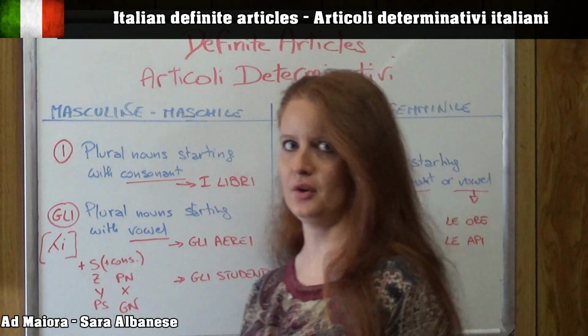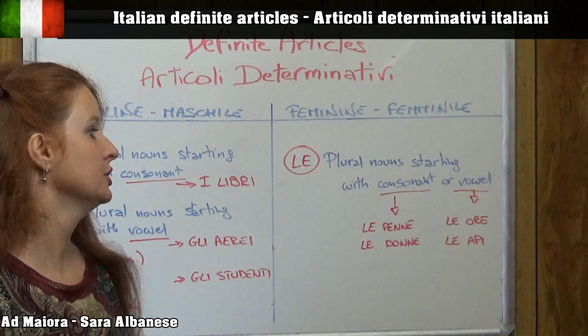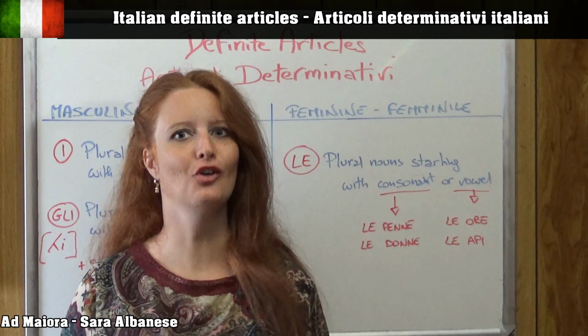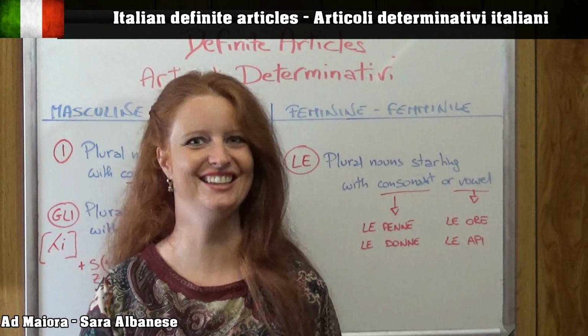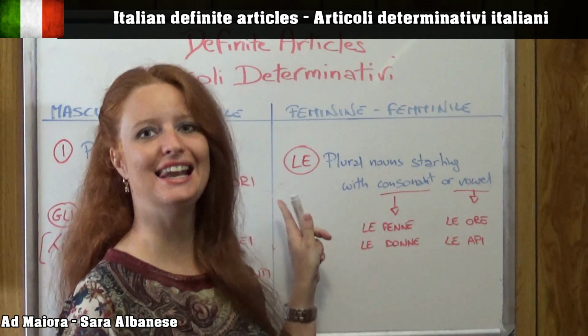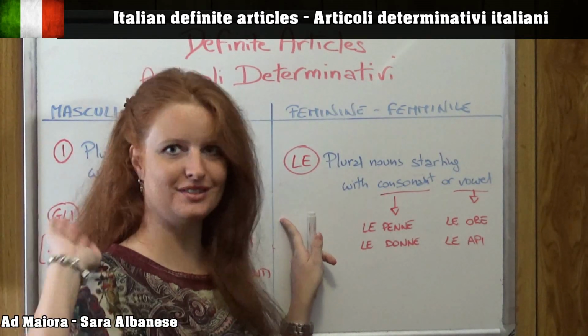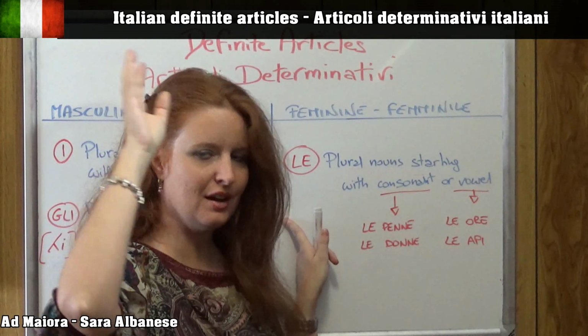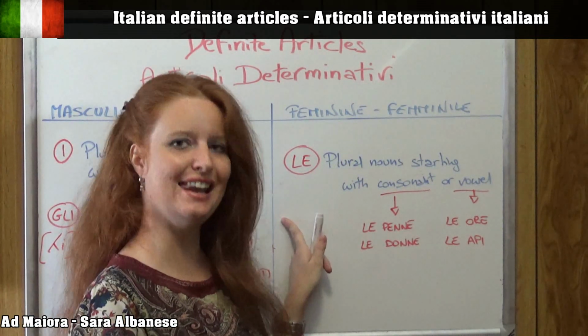Gli studenti. Okay? Feminine version is extremely easy. There is just one article for the plural. Just one. Okay? Just one for any possible situation. So this is le. Le. The singular was la. Okay? The first one. Do you remember? La or L and apostrophe. Now in this case it's just le.